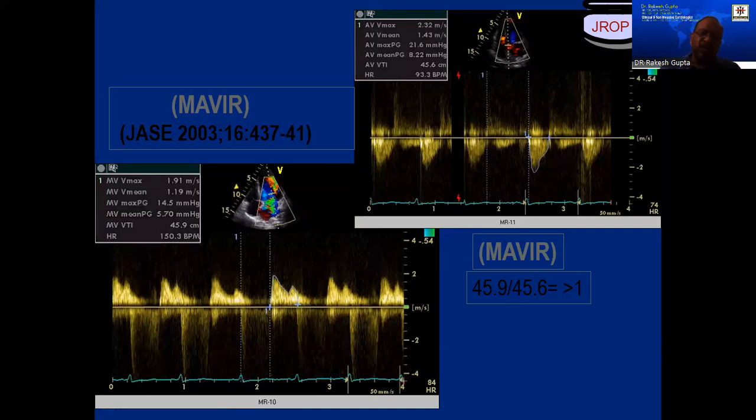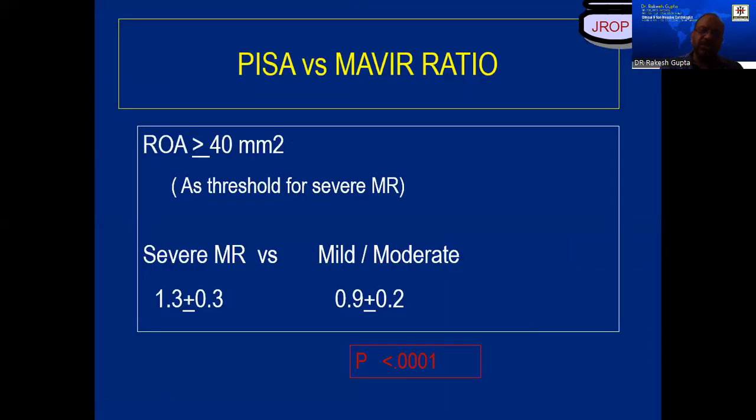Any one of you can ask me, what is the basis of this? Look, the basis of this particular imaging is, when you have a severe mitral regurgitation, the volume across the inflow of the mitral valve will increase. So what are we looking at? We are looking at the flow across the mitral valve. At the same time, we are looking at the flow across the aortic valve. So if you have a severe MR, the flow across the aortic valve will decrease, the flow across the mitral valve will increase. And when this happens, the ratio becomes more than 1, we call them severe mitral regurgitation.